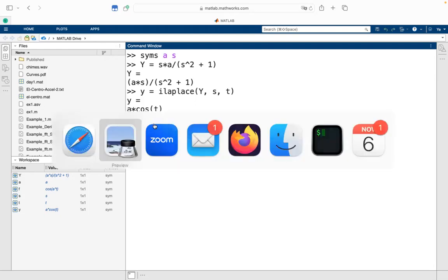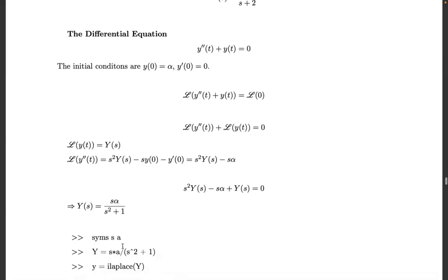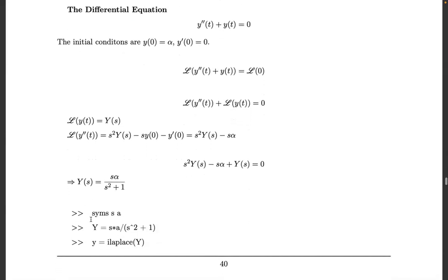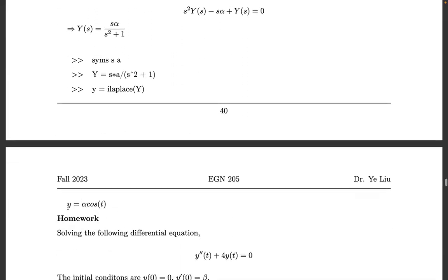So when we use the Laplace transform for an ordinary differential equation, we convert the integration and the derivative to multiplication and division. This makes it very simple. Then we just use the inverse Laplace transform to get the function in time. So this is the result: y equals a cosine t.